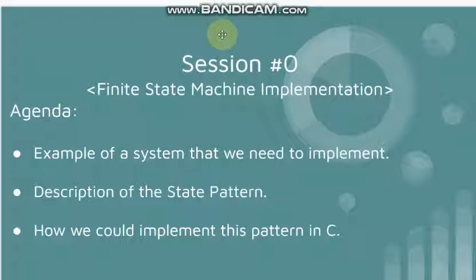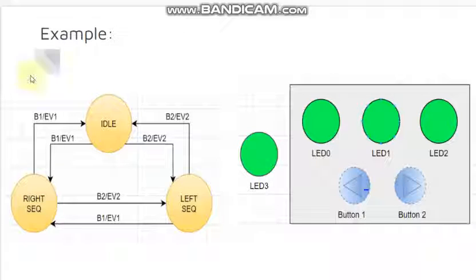During this session, we are going to discuss how we could implement the finite state machine. Our session will be divided into 3 parts. The first part will be an example of a system that we need to implement. The second part will be a description of the state pattern, and this is the pattern that we are going to use. And the third part will be an implementation of this pattern in C. So let's start with the first part.